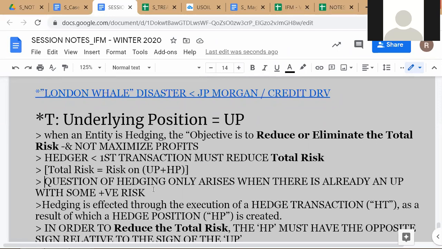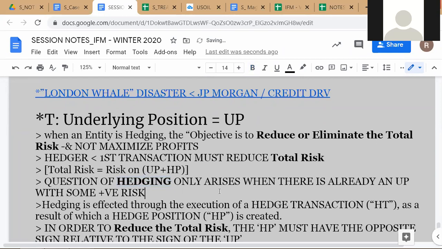The question of hedging only arises when there's already an underlying position with some risk. This is another thing you have to understand. A lot of people with a very superficial understanding of finance start throwing around the word hedging without thinking. Hedging has a very specific meaning. The question of hedging can only arise when there is already an underlying position.